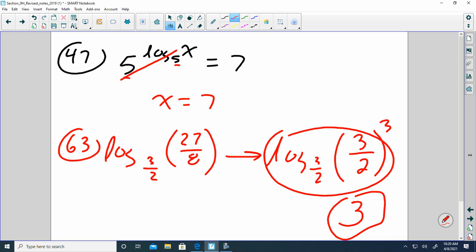59. Natural log of 0. Did anyone try that on a calculator, see what it comes out to? So let's just verify on a calculator. Natural log of 0 becomes an error.